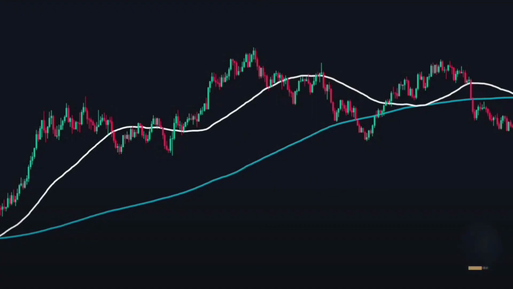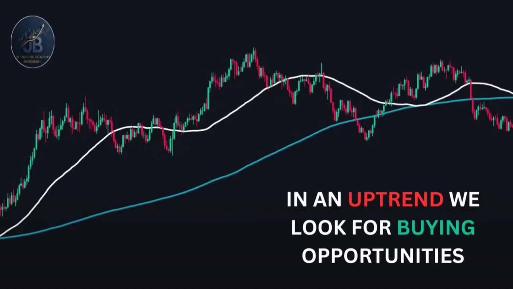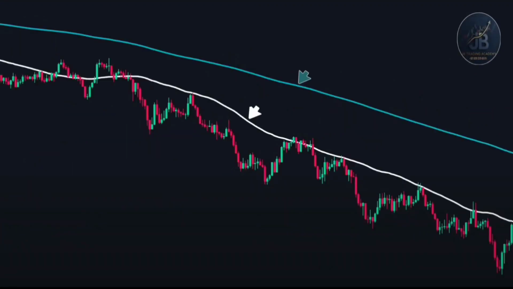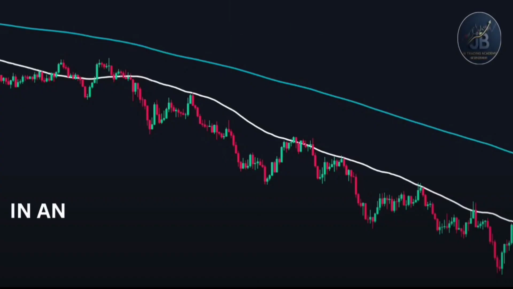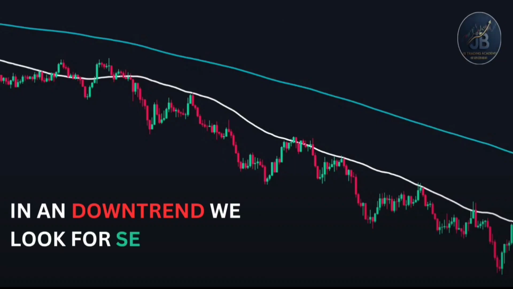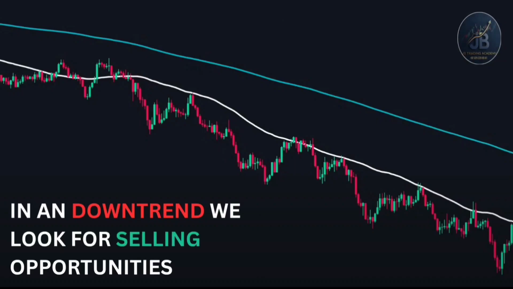On the other hand, when the smaller MA is below the larger MA, we consider the price to be in a downtrend, and as logical traders, we need to look for selling opportunities. So these were the three techniques that can be used to identify the trend.